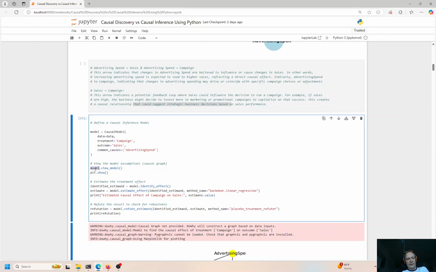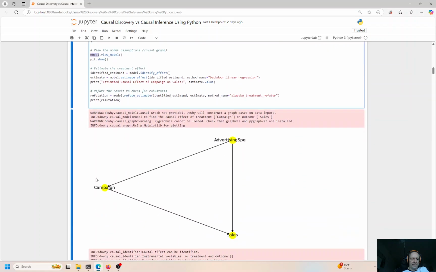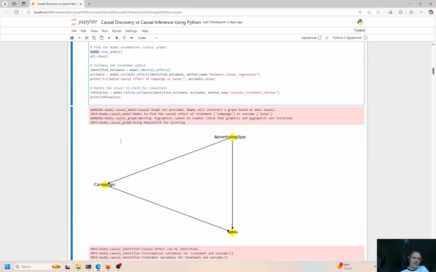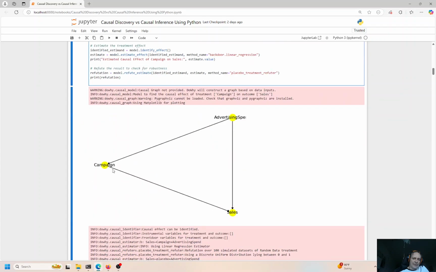So again, the model is going to run, and we're going to plot the results. Okay, we can see that right down here. So advertising spend to campaign, advertising spend to sales, and campaign to sales, just like we saw in the first model. Oh, sorry, in the first model it was actually sales to campaign. That was the direction of the arrow. Here we have campaign to sales.